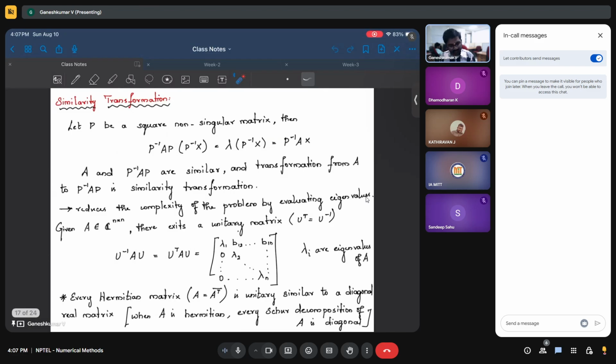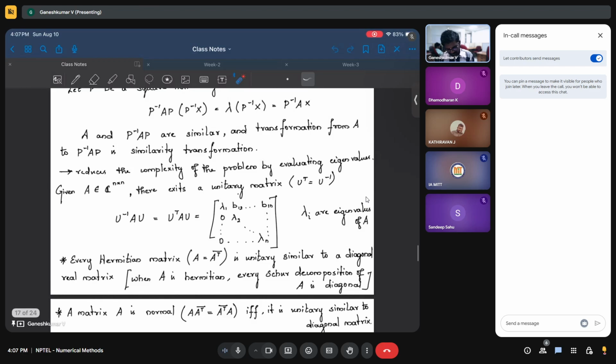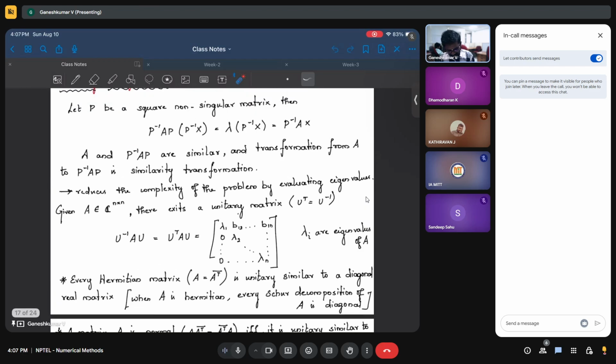And then we studied similarity transformation. Here we said A and P inverse AP are similar, and the transformation from A to P inverse AP is the similarity transformation. So basically we multiplied the P inverse matrix to AX equal to lambda X, and both will have the same eigenvalues. So both A and P inverse AP will have the same eigenvalues, and such a transformation is called a similarity transformation.